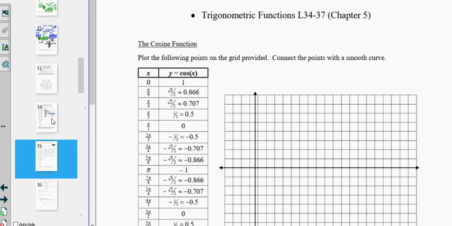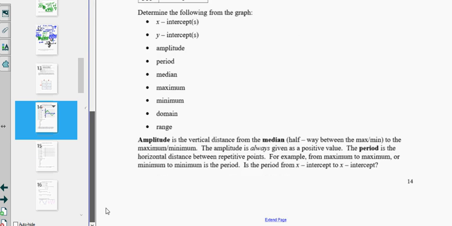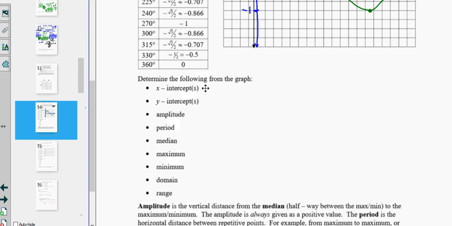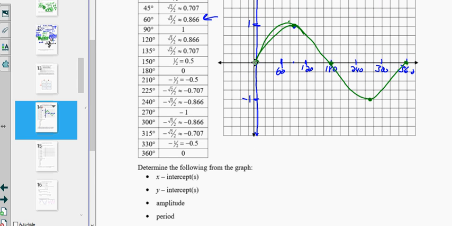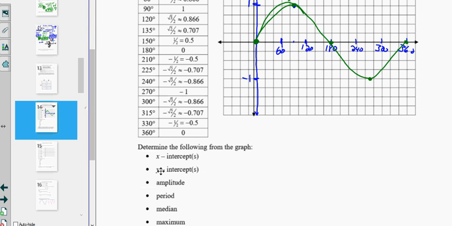Oh, and just one other thing I forgot in the last one here. I'll just talk you through these ones. So x-intercepts, determine the following from the graph. Well, we talked about these. The x-intercepts here are going to be at 0. This is for sine, by the way. 0, 180, and 360. That's where it is 0. The y-intercept, it's going to cross at 0.